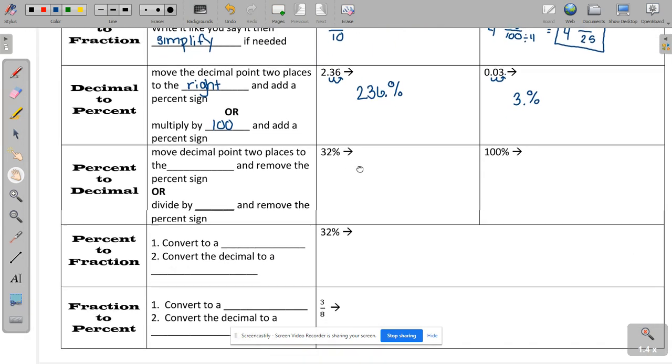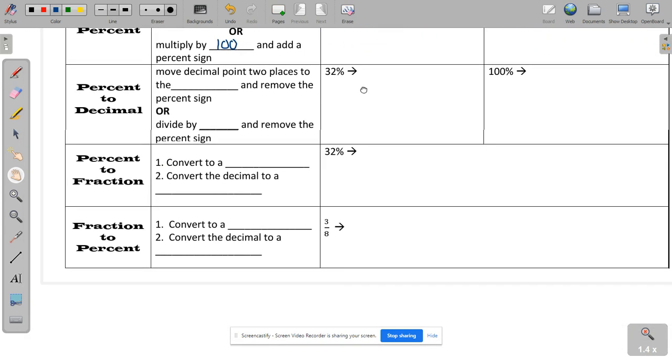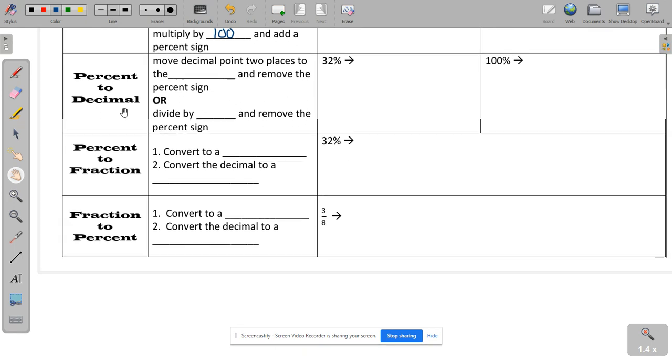Let's look at the rest. We're going to look at a percent to a decimal. So we're going to move the decimal 2 places to the left. And then we're just going to remove the percent sign. It's gone. Or another way to think of it is just divide the percent by 100 and then remove the percent sign.